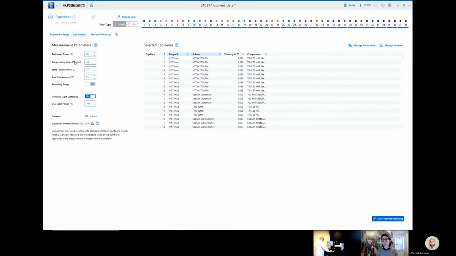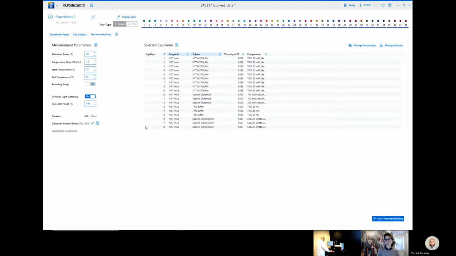And what Dan is showing here that's really nice is if you set a temperature ramp that is too high, so you're not getting enough data density, because you want a lot of data density in your transitions to get an accurate melting temperature, the software will actually flag and say, hey, hang on a second, maybe rethink your parameters. You might want to acquire some data points and slow down your ramp.